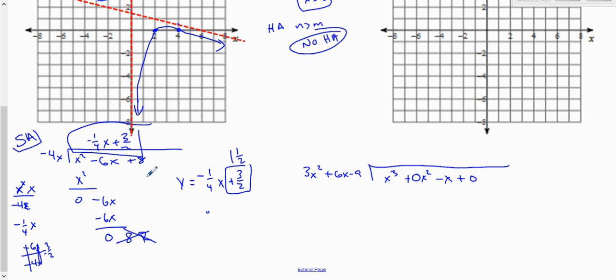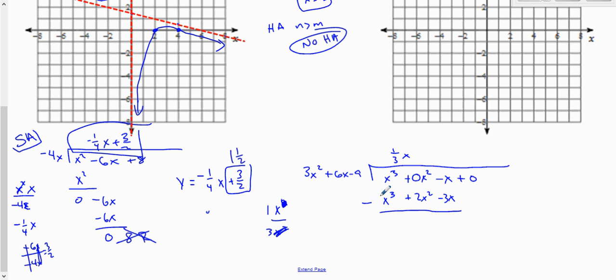So much like the one over here, I have x cubed, and I have 3x squared. So I'm going to need a fraction up here. So x cubed over 3x squared. These two x's cancel out with 2 of them up here. I am left with x over 3, which is 1/3 x. When I distribute that, I will get x cubed, 6 times 1/3 is 2x squared, and negative 9 times 1/3 is negative 3x.